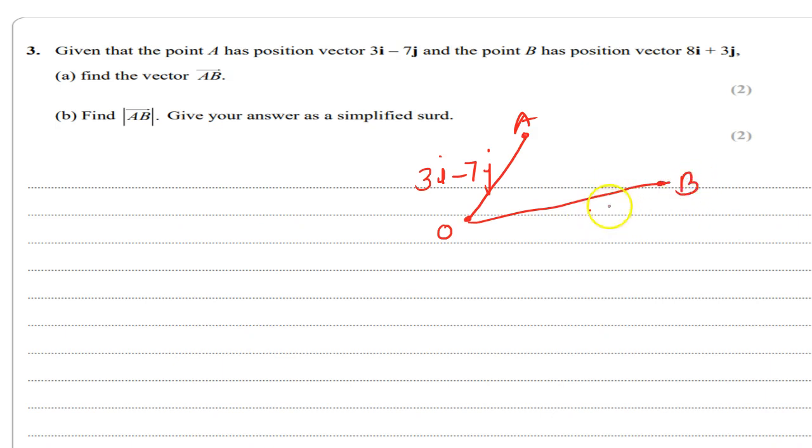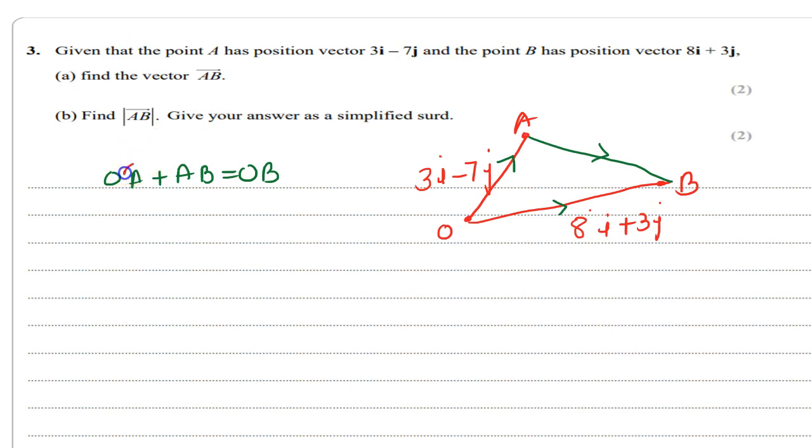Okay, the position vector of B is given as 8i plus 3j, and we need to find the vector AB. So you need to calculate this one. You can see OA plus AB equals OB, right? OA plus AB is equal to OB, and the best thing is to check whether you have written it correctly or not.